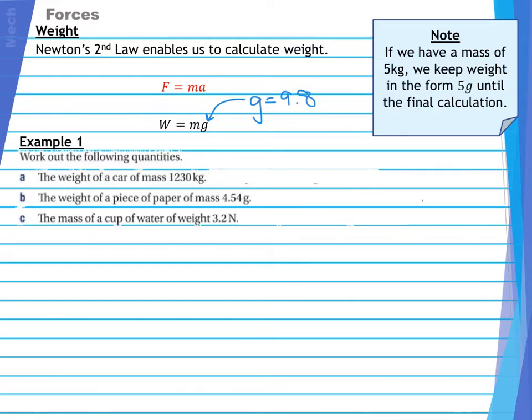Okay, so pause the video now, perhaps jot down the example and then we'll work through it together. Just got a little note up here. If the mass is 5 kilograms, rather than actually working out 5 times 9.8 to get the weight, we always leave it in the form 5g right until the very end of the calculation. This is because sometimes you'll find that all of the g's cancel out, so it just makes your life a little bit simpler.